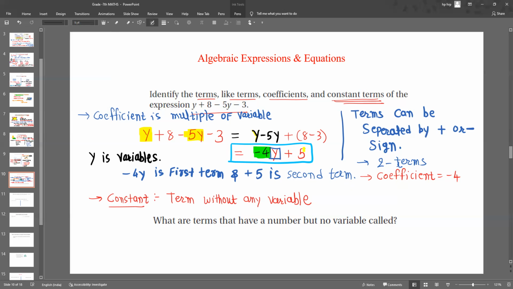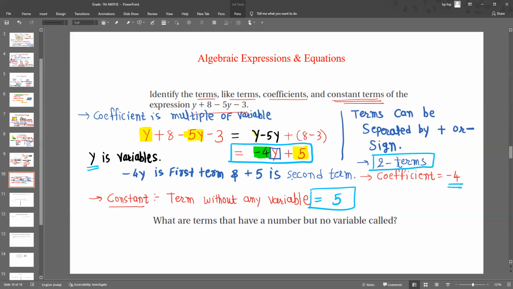So this plus 5 is the constant. Here 5 or plus 5, always we can put a sign. Plus 5 is the same as 5, but if we have a negative sign, we must put the negative sign. So here the constant term is plus 5, the coefficient is minus 4, the number of terms is 2, and the variable is y.